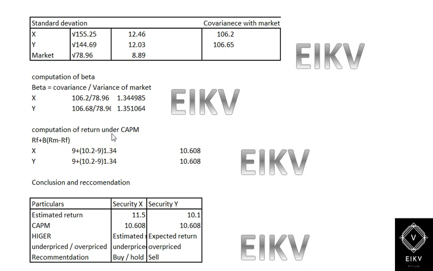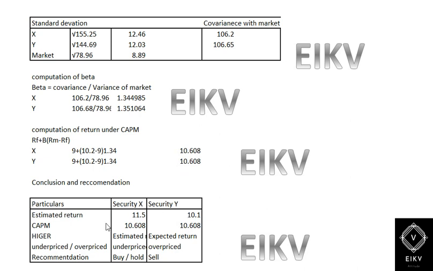After computing beta, we take that beta and compute the CAPM return. The formula for CAPM return, as we discussed, is RF plus beta into RM minus RF. So 9 plus 10.2 minus 9 into 1.34, and 9 plus 10.2 minus 9 into 1.35. Therefore the return would be 10.608 for both.